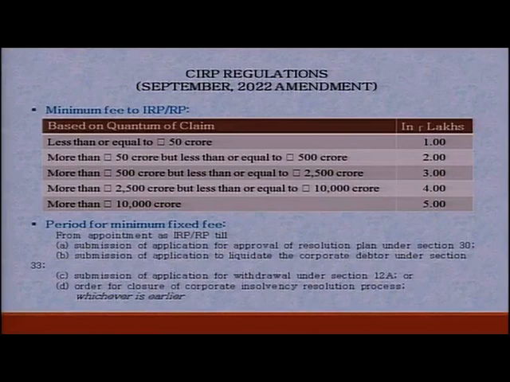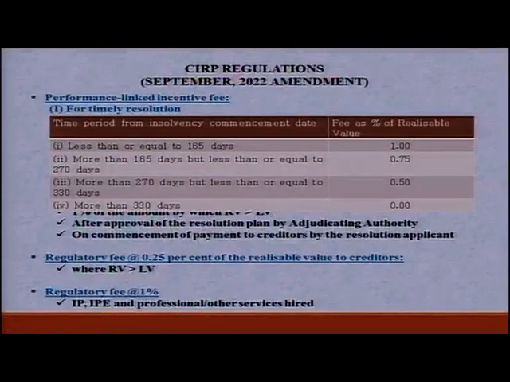So basically, these are the four outcomes that can come out of the CIRP process, and whichever outcome is the earliest, till that period, this fee has to be paid to the resolution professional or the IRP. Coming to the next slide, which deals with another important amendment that has been made to the corporate insolvency regulations.